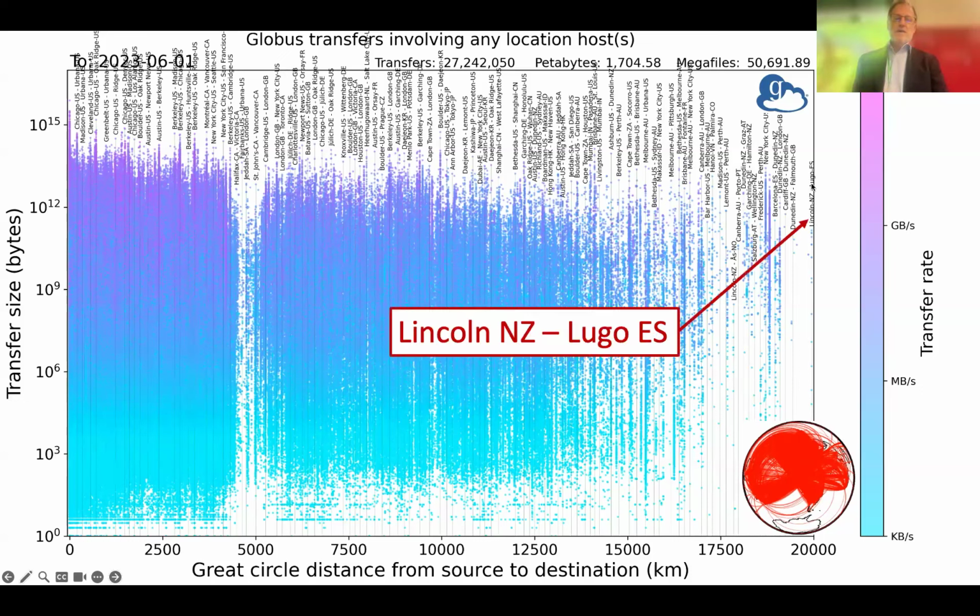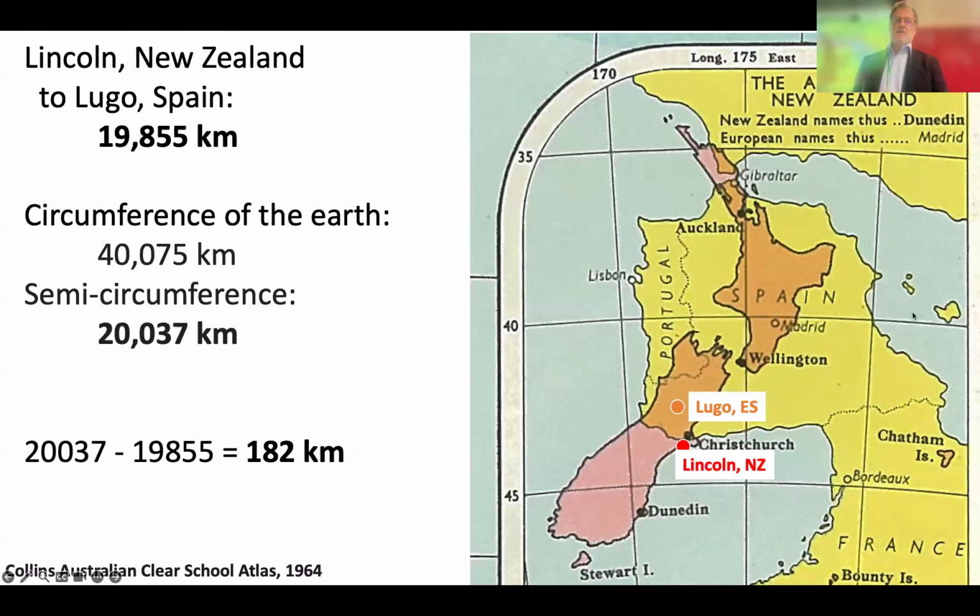And if we look at an old childhood atlas, this is one that I had as a child in New Zealand, you'll see that New Zealand and Spain are on opposite sides of the world. So they're about 20,000 kilometers apart if you project through the globe from one side to the other. That's why English people often call New Zealand the Antipodes. It's the opposite side of the planet from that country.